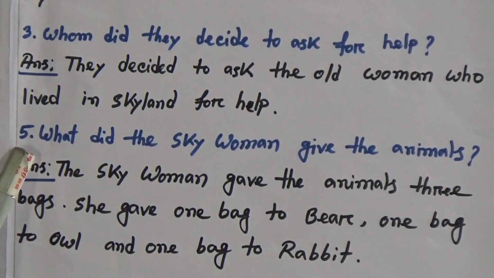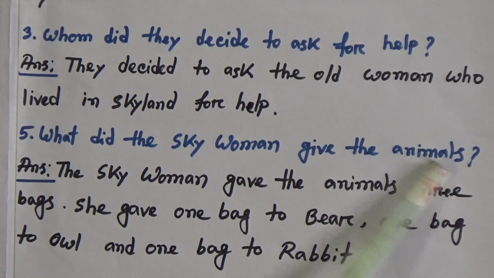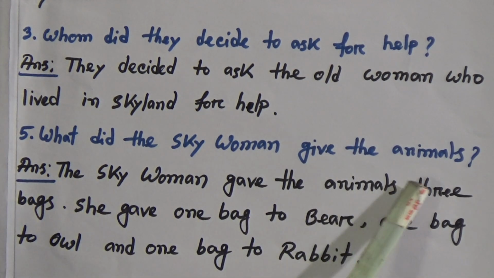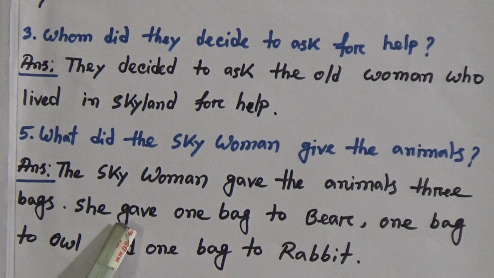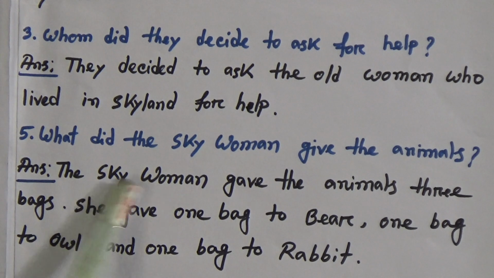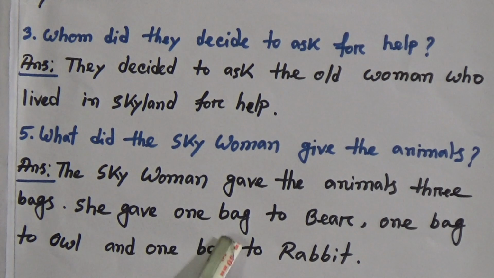And the final question, question number 5 of your buzzword book. What did the sky woman give the animals? Answer. The sky woman gave the animals 3 bags. She gave 1 bag to bear, 1 bag to owl, and 1 bag to rabbit. I repeat the answer of this question again. The sky woman gave the animals 3 bags. She gave 1 bag to bear, 1 bag to owl, and 1 bag to rabbit.